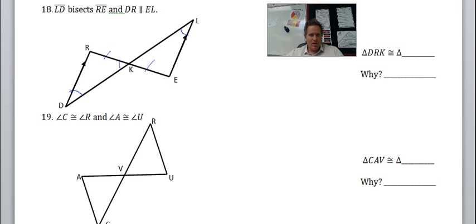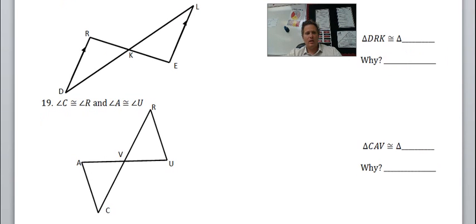And we know that these are vertical angles, so those have to be the same. And now if I'm looking at this, again, I have an angle and a side. I'm going to write angle, angle, side. And I got to be careful, because we said D is congruent to L, so I got to make sure that these match up. R is going to be congruent to E, and that means that K has to be congruent to K.